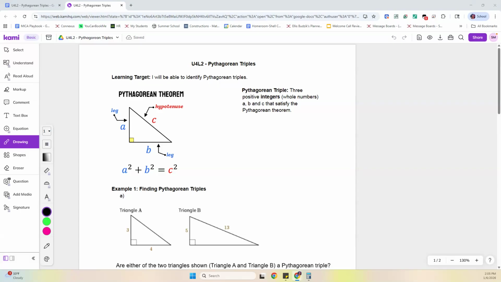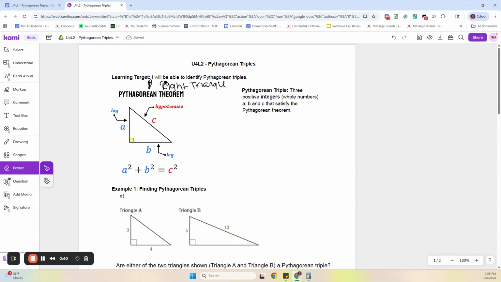So just to recap, the Pythagorean theorem has to have a right triangle in order to use it. So a right triangle is required. The Pythagorean theorem says that we have a squared plus b squared equals c squared, where c is our hypotenuse and a and b are the two legs. And a and b can be interchanged. C has to be that hypotenuse though, and the hypotenuse is always across from the 90-degree angle.